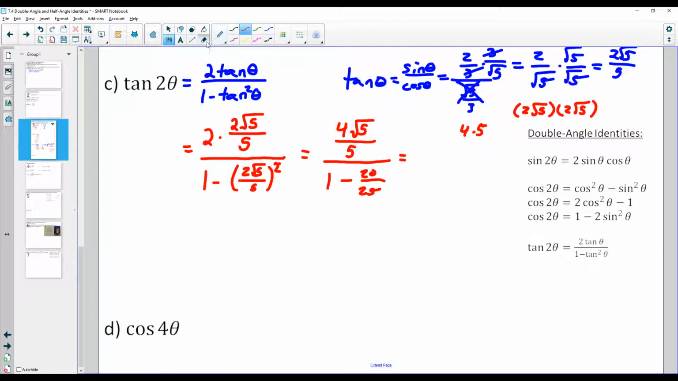Maybe I'll take a step down now. Don't want that stuff getting in the way. So we saw 4 square roots of 5 all over 5, all over 1 minus 4/5, right? This is 4/5. I might have said 1/5 by accident because I was already thinking ahead. 20 divided by 25 is the same thing as 4/5. So 1 minus 4/5 is 1/5.